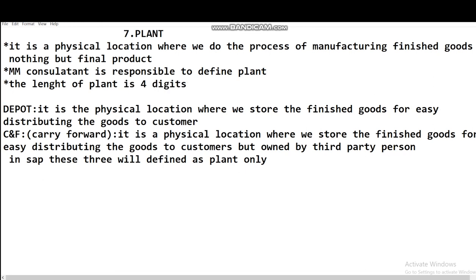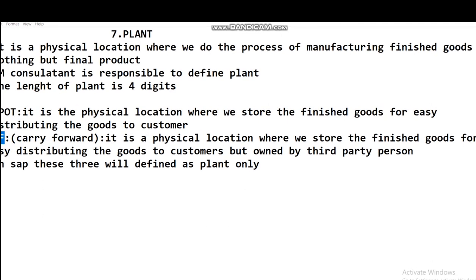So simply, a plant is a physical location where we do the process of manufacturing finished goods, nothing but the final product. We make the final product in a plant. The MM consultant is responsible for defining the plant. The length of the plant is 4 digits. In a plant we have two things again: depot and C&F.